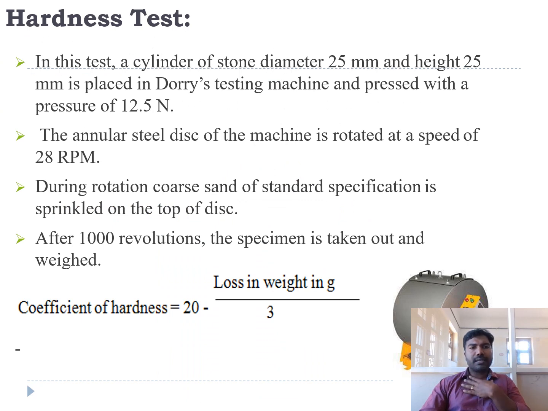Next, hardness test. In this test, a cylinder of stone of diameter 25 mm and height 25 mm is placed in the Dorry testing machine and pressed with a pressure of 12.5 Newton. The annular steel disc of the machine is rotated at a speed of 28 rpm. During rotation, coarse sand of standard specification is sprinkled on the top of the disc. After 1000 revolutions, the specimen is taken out and weighed. Coefficient of hardness equals 20 minus loss in weight in grams divided by 3. This is the formula to calculate the coefficient of hardness.